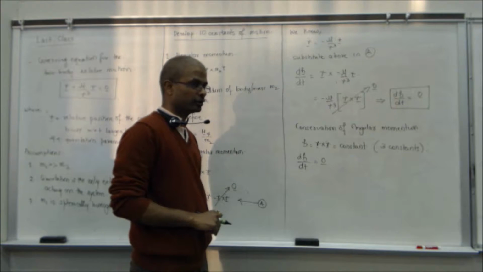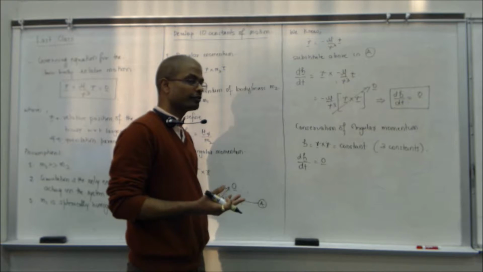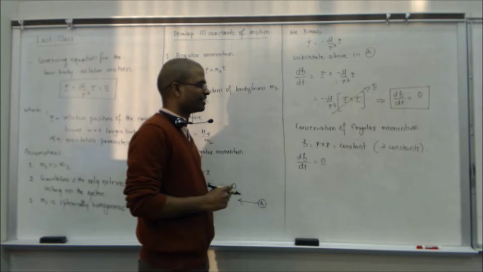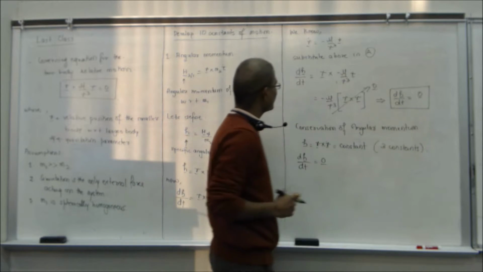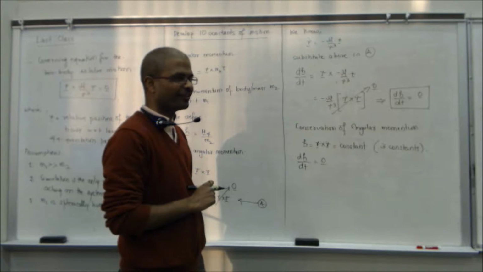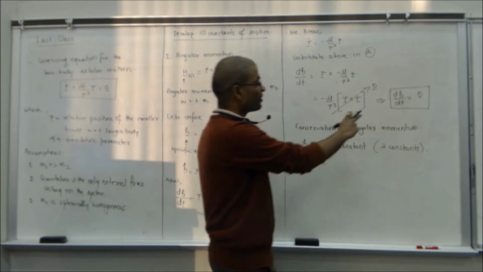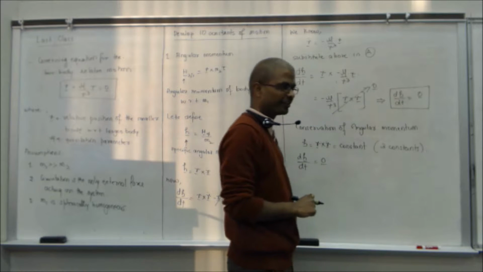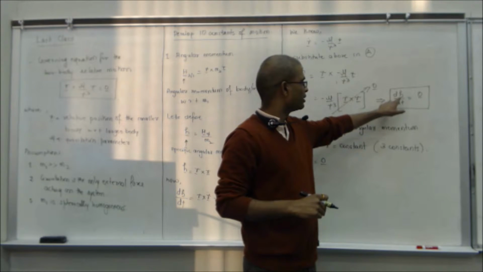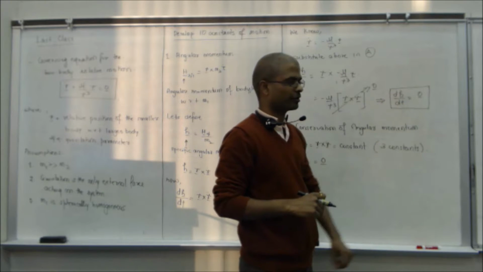H is a vector. Who said the magnitude of it is constant? Where did the magnitude surface? Here we have proved the vector itself is constant, right? We did not prove the magnitude is constant. You see this? So this means the vector itself is constant.